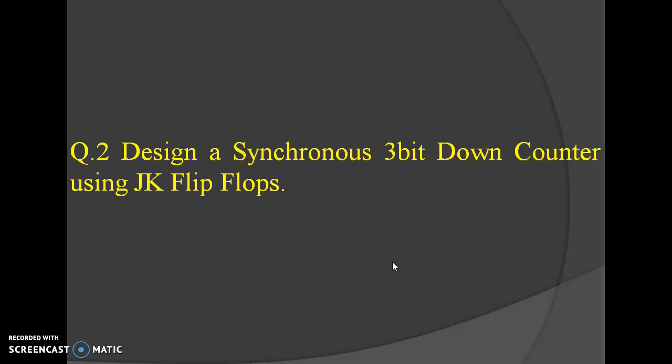Next, I give you a question that you try yourself. At first, you read the question properly. Design a synchronous 3-bit down counter using JK flip-flops. I will give a small help to solve this problem. At first, you start the counting from the 0 0 0 state, meaning initially the 3 flip-flop values are 0 0 0, meaning 0 0 0 is the present state. That time next state is 1 1 1.